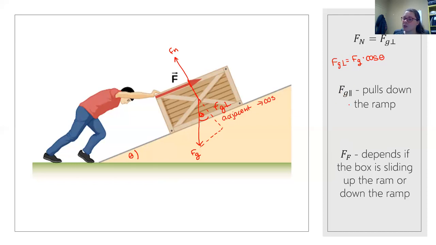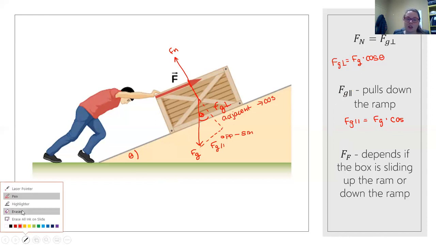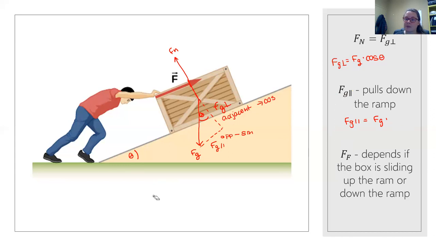The parallel force of gravity is what pulls it down the ramp. That's this force here. This is the opposite side, so it's going to use sine, SOH. So force of gravity parallel is going to be equal to the force of gravity times the cosine of, oops, I just wrote cosine, I meant sine. So it's the sine of our angle.